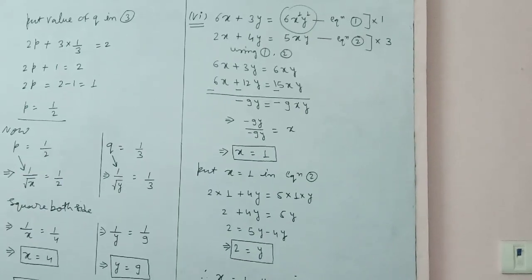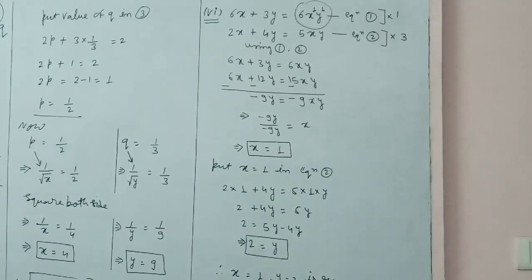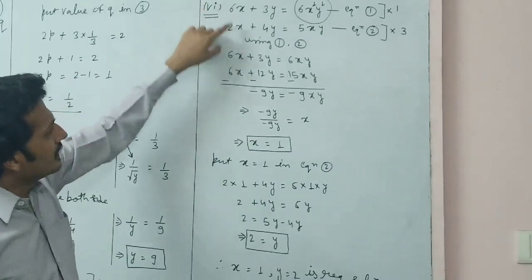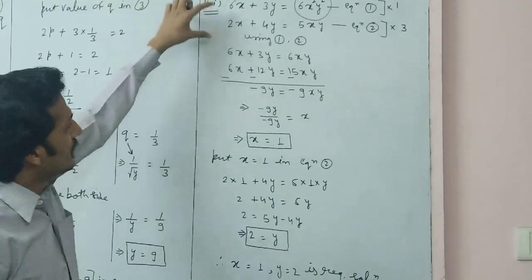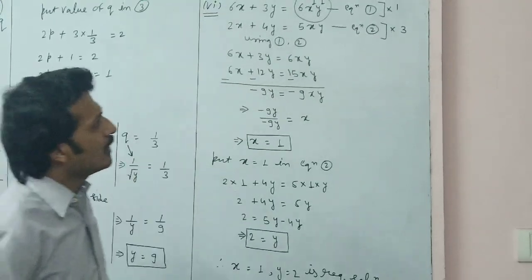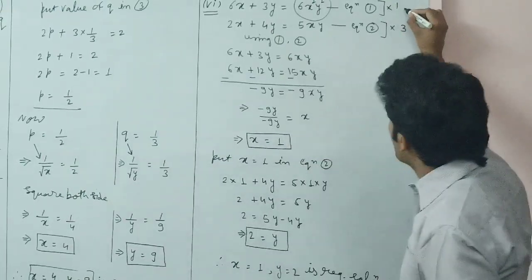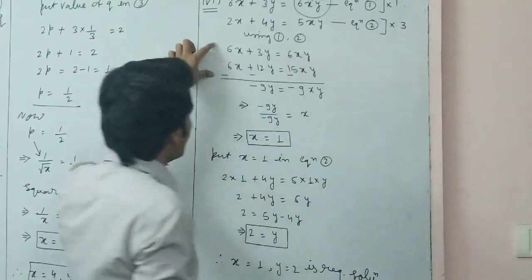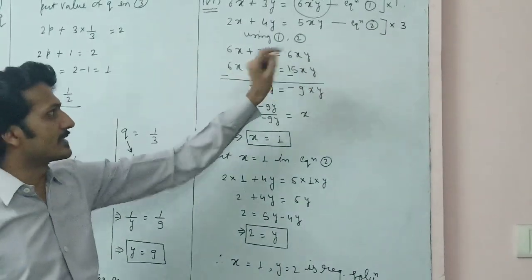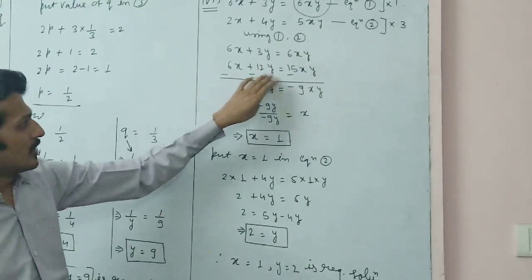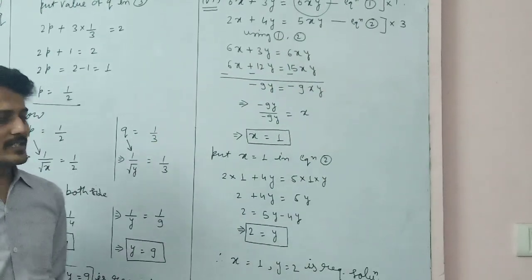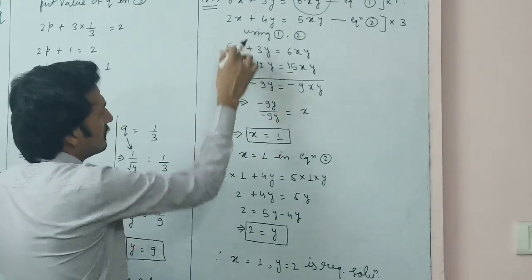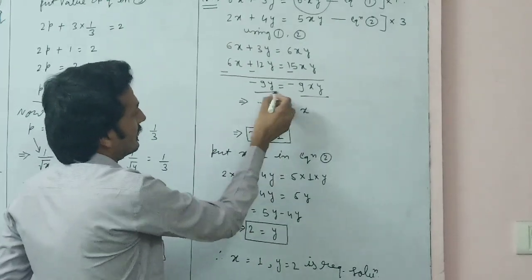So I am using the cross elimination method to solve these equations. Now we can see that here the coefficient of x is 6 and here the coefficient of x is 2. So first of all we need to equate the coefficients, and for that we are multiplying equation 1 by 1 and equation 2 by 3. By using these we get two new equations, that is 6x plus 3y equals 6xy and 6x plus 12y equals 15xy. Now to solve these equations we will change the sign of the second equation, and by simplifying it we get minus 9y equals minus 9xy.